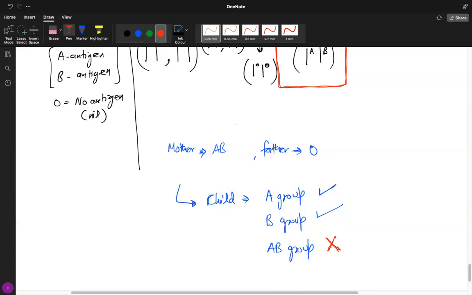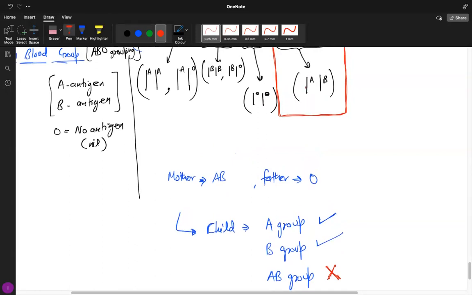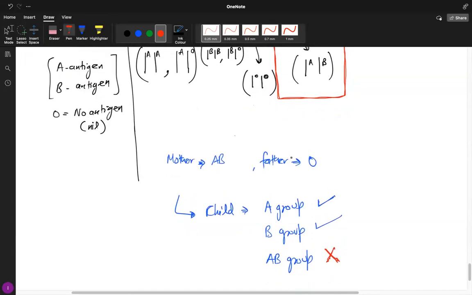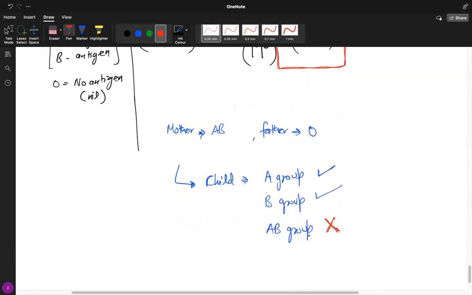Because father has no antigen allele. If mother gives A, the blood group of baby will become A. If mother gives B, it will become B because father can only give O. O means nil, no antigen. To become AB, you need A from one parent and B from the other. Here, the other parent cannot give either A or B. So biologically, a mother with AB group and a father with O group cannot produce an AB group kid.